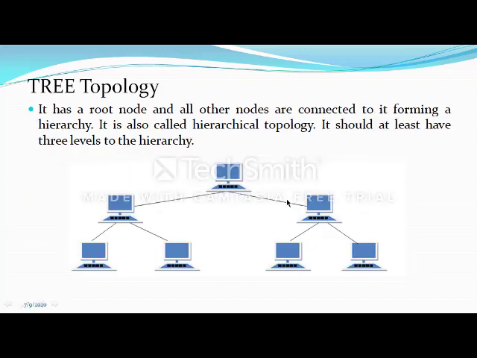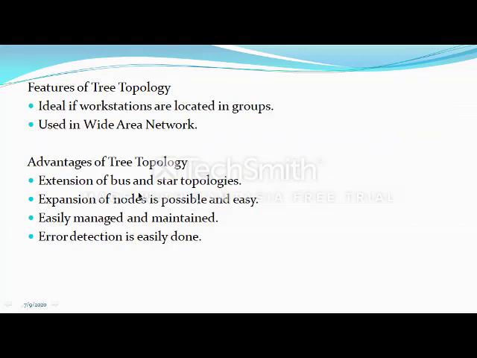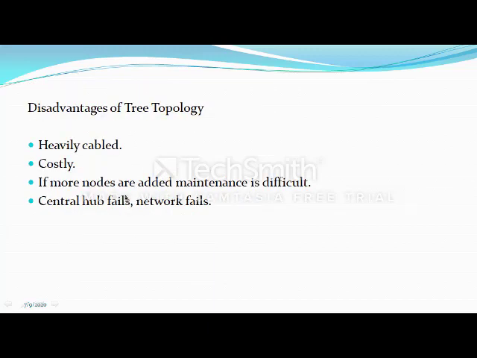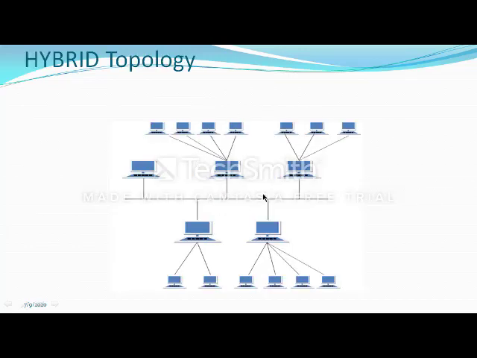Tree topology. This is a tree topology. Each will be connected like a tree and branches. It is a hierarchical topology. Generally, it will be used in wide area network. It is the extension of bus and star. Disadvantage is heavily cabled.